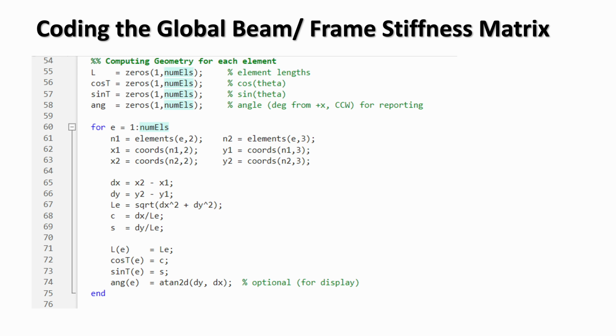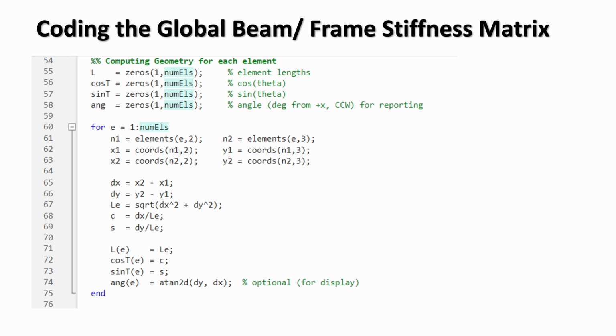This step is crucial because it gives us the element lengths and orientations, which we'll later use in the stiffness transformation. Here we set up empty arrays to store the results: the element lengths, the cosines and the sines of the element angles, and the actual angle in degrees, mainly for reporting or checking.